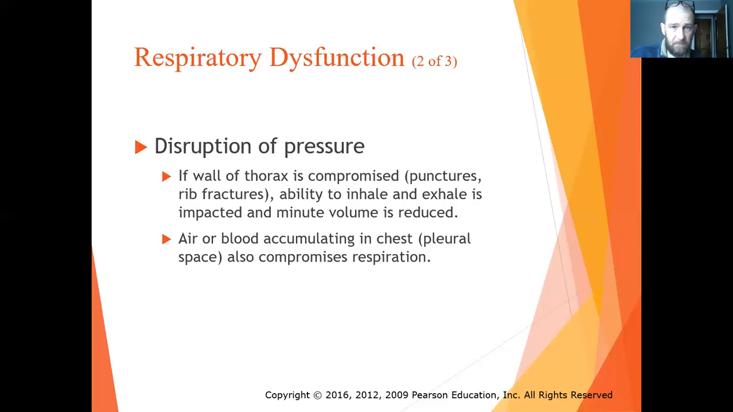So any disruption of pressure, either messing with the chest wall, right, rib fractures, a hole in the chest wall, things like that, or affecting the integrity of the lung tissue itself, putting a hole in it, can disrupt the pressure. So that's the second way we can disrupt respiratory function.